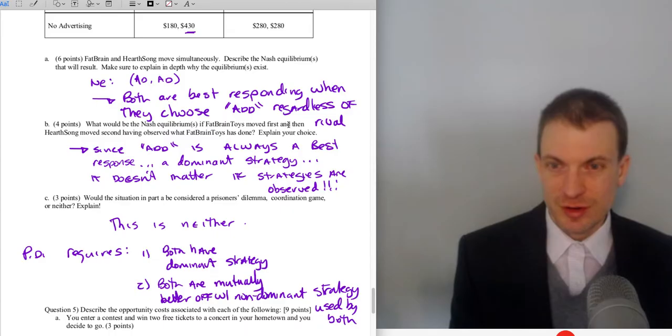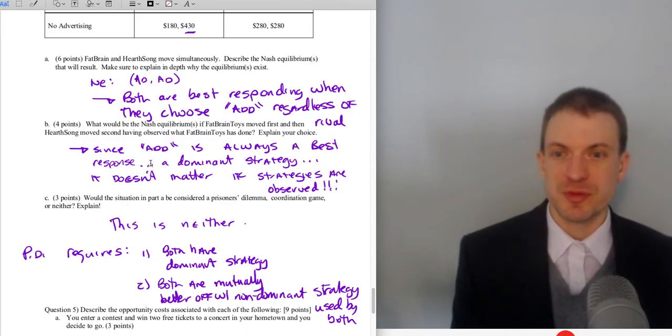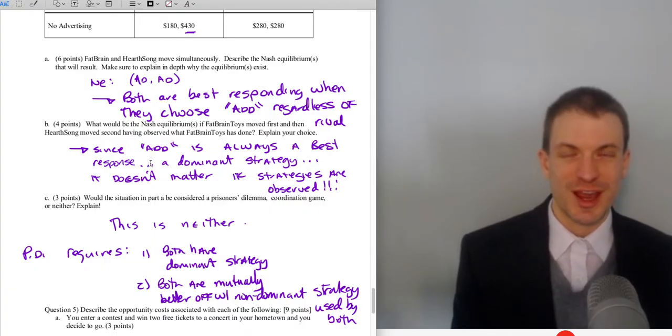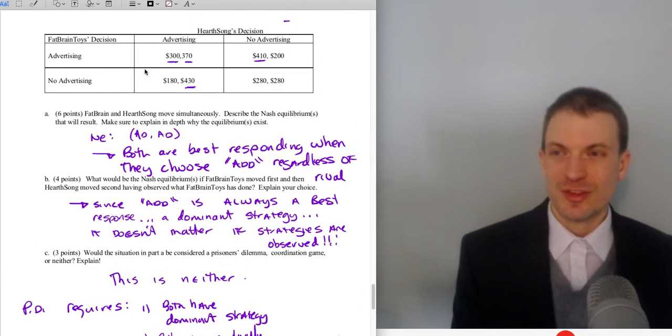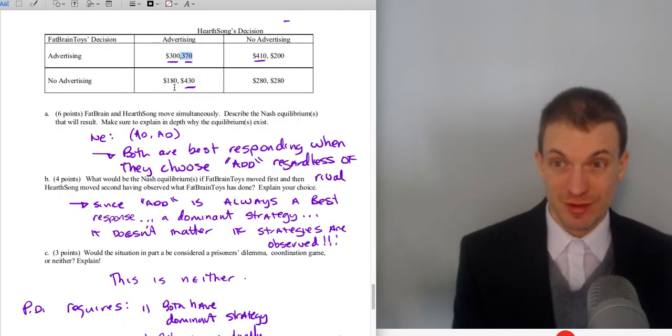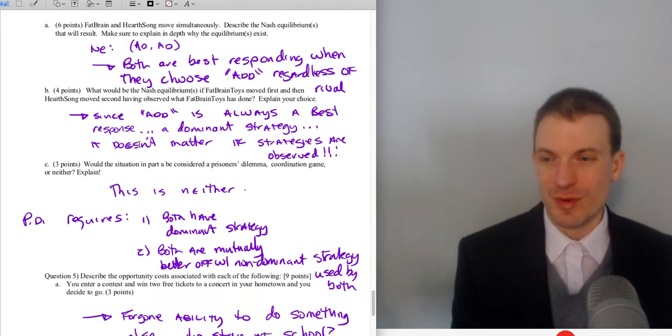What would be the Nash Equilibrium if one moved first and the other moved second, having observed? Well, advertising is always the best response. It's a dominant strategy, which means we don't care what the other person does. If you have a dominant strategy, it doesn't matter if you observe the rival or not. You always want to use that strategy. So think about Hearthsong's decision. If Fat Brain chooses advertising and Hearthsong observes that, they're going to choose advertising. If Fat Brain chooses no advertising and Hearthsong observes it, they're also going to choose advertising. So they always choose advertising because that's a dominant strategy, whether or not they observe the rival's choice.